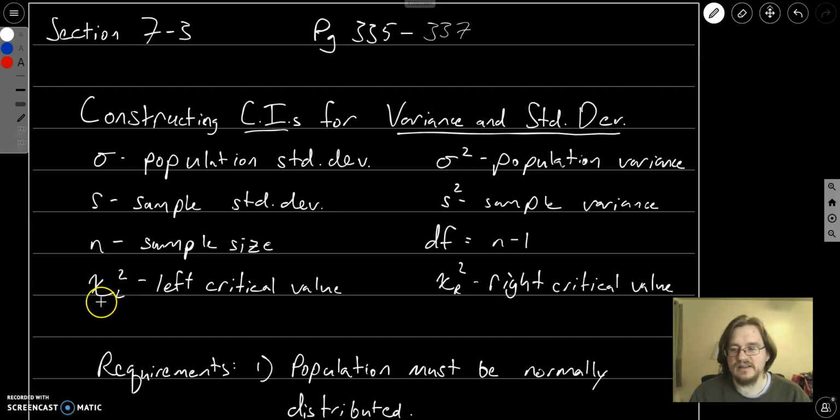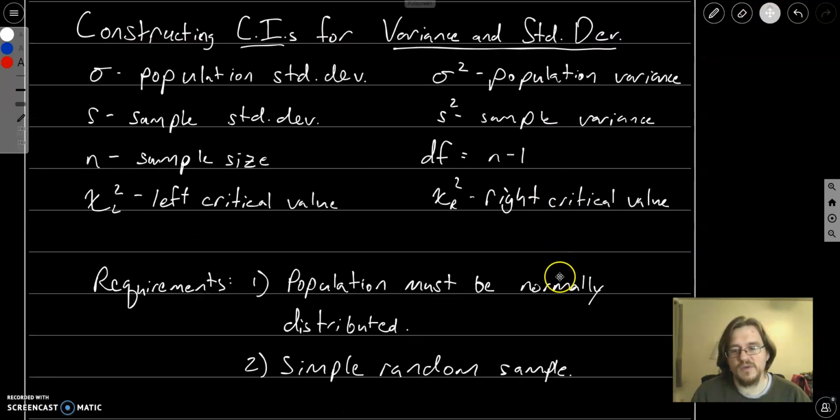And the left and right critical values for the chi-squared distribution, we use chi sub L squared and chi sub R squared. Now, before we do anything else, there are a couple of requirements before we can use the following information to construct confidence intervals. And the first one is maybe the most important one. The population must be normally distributed.